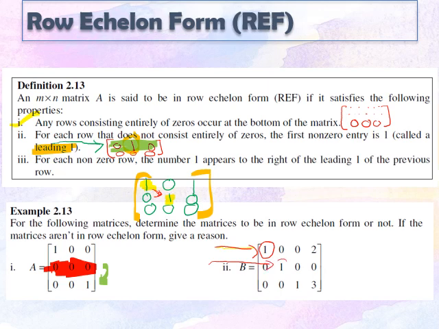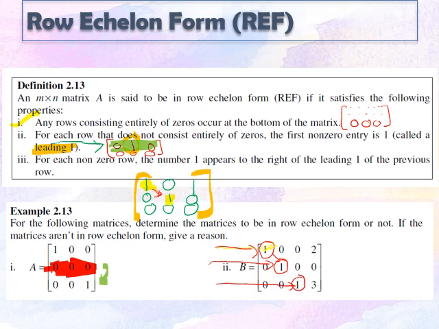Okay, you see 1 first, and it also appears to the right of this one. Here is the first leading 1. Okay, and then we look at the third row. You see 0, okay, 0. Okay, so you see 1.